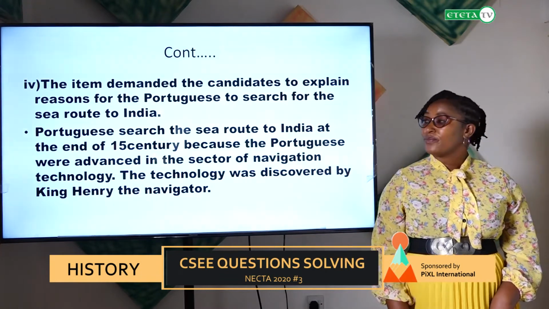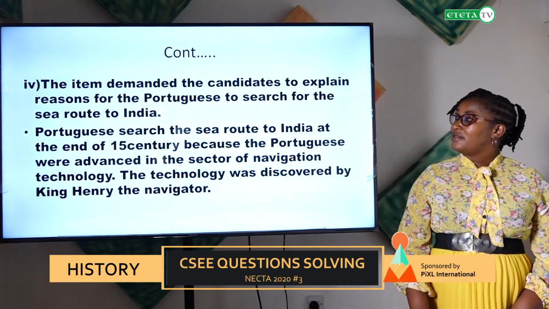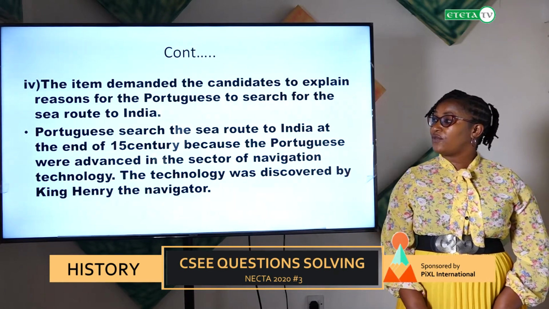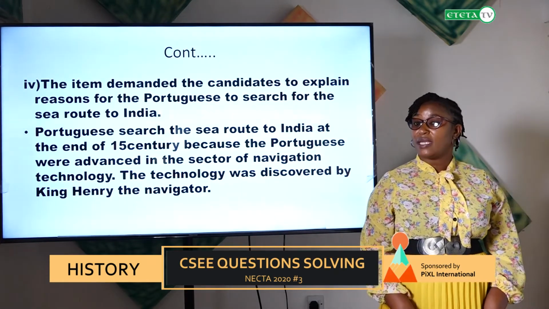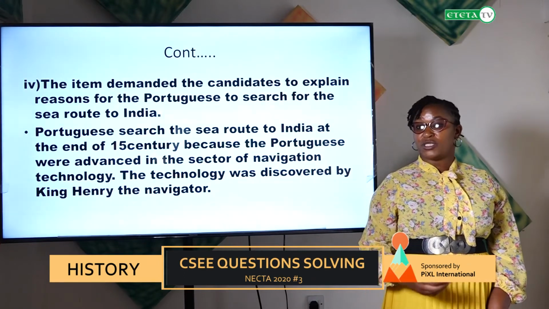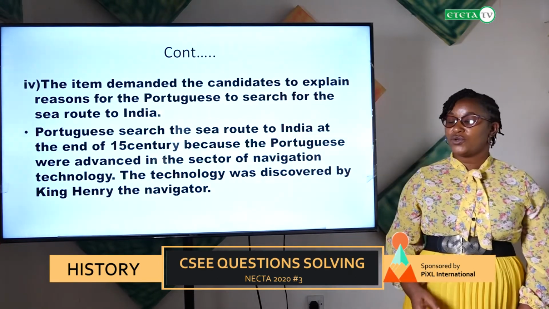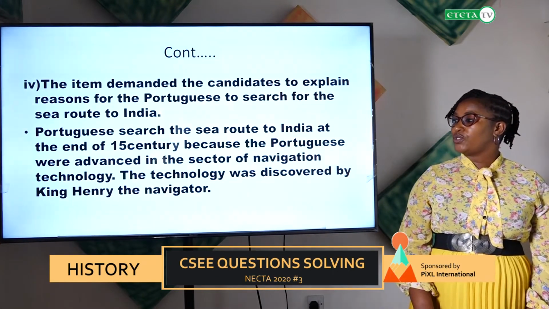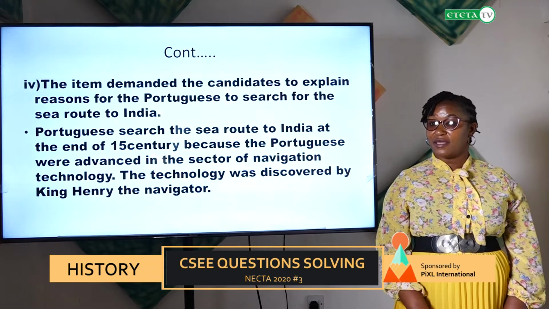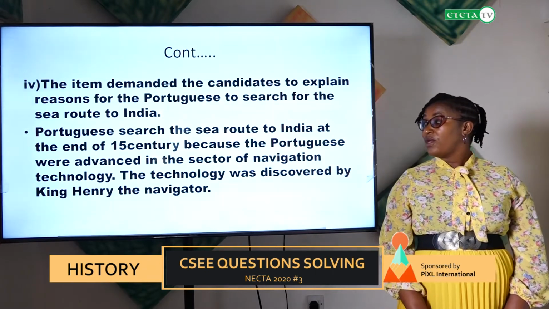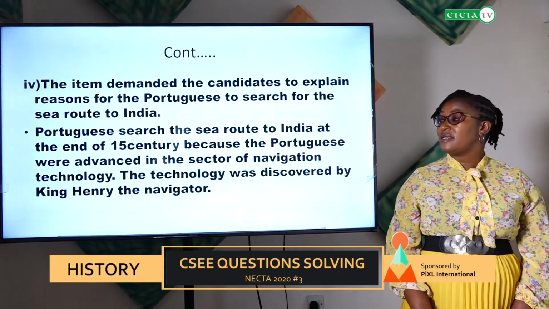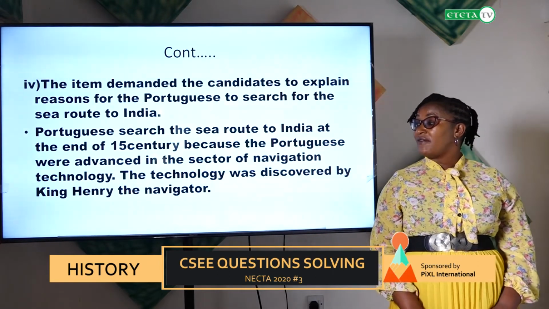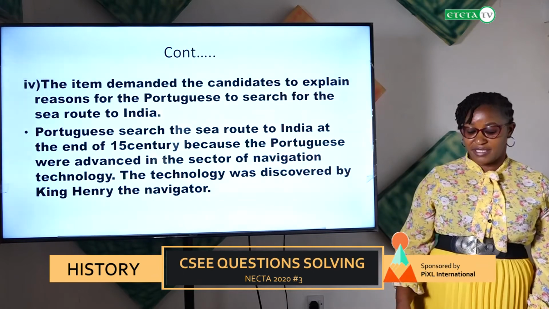Item number 4. The item demanded the candidates to explain reasons for the Portuguese to search for the sea route to India. The Portuguese searched for the sea route to India at the end of the 15th century because the Portuguese were advanced in the sector of navigation. The technology was discovered by King Henry the Navigator.